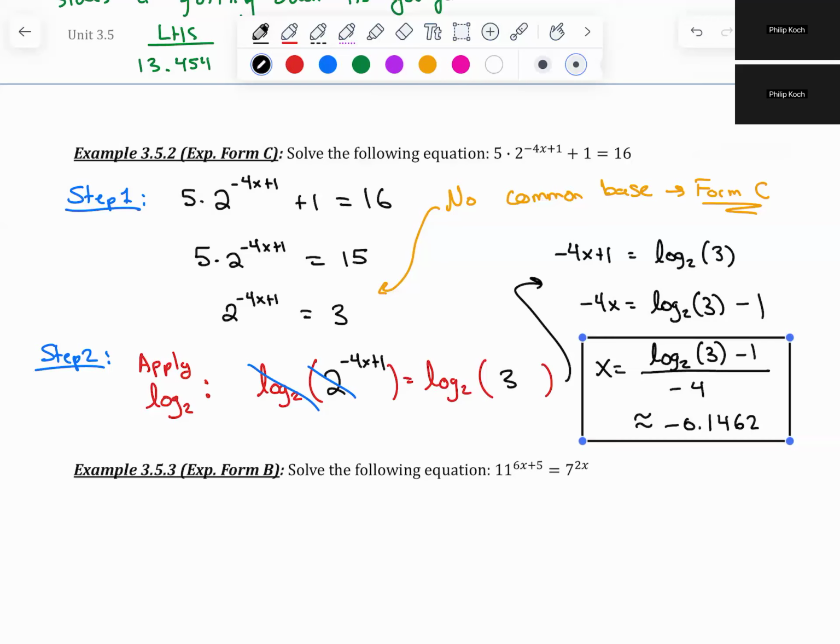If I started getting like 13 or 14 or -2, I know I did it wrong. The left-hand side is 15.99. The right-hand side is exactly 16. Any questions on that, using your calculator to check your answer?